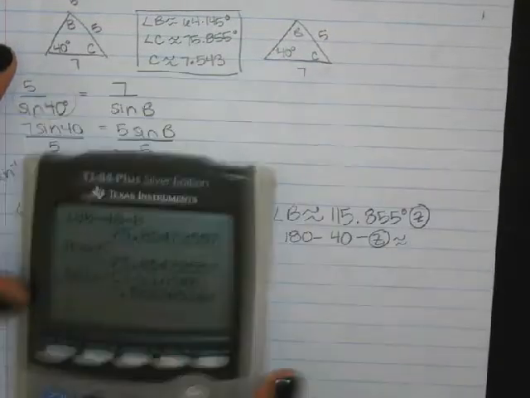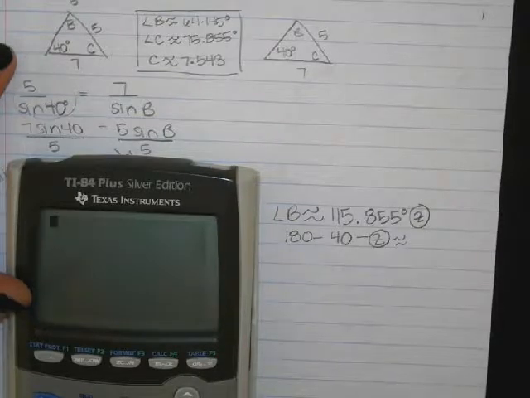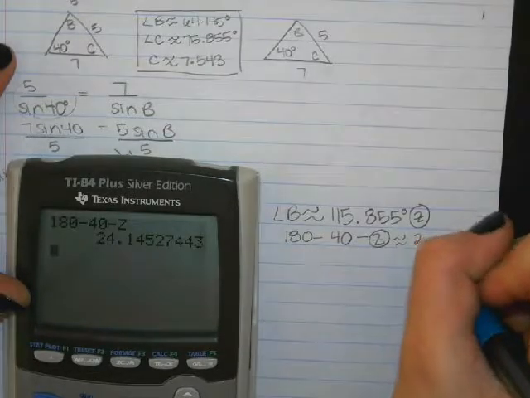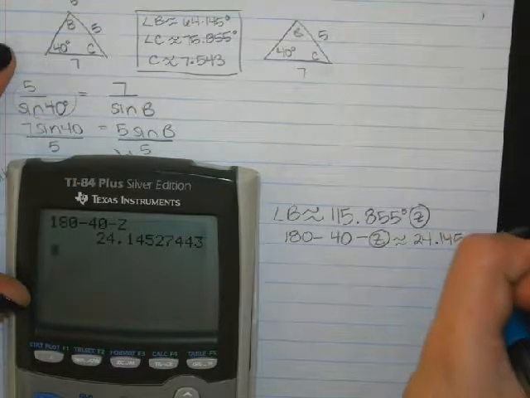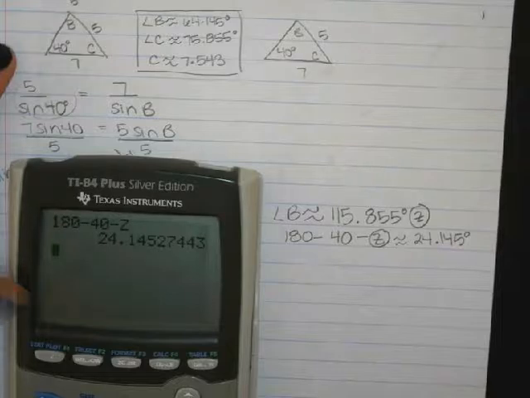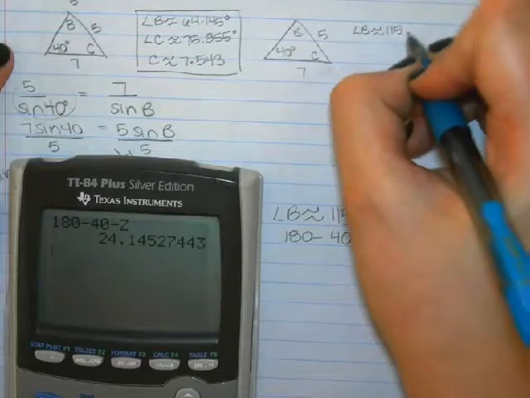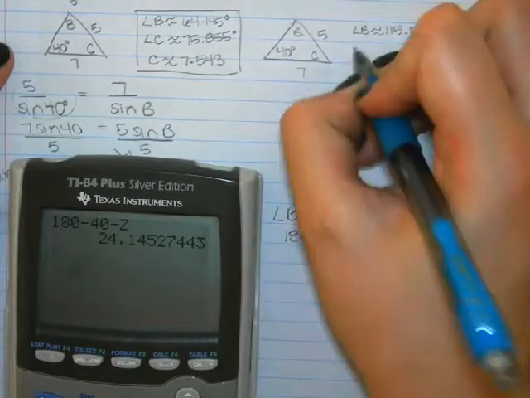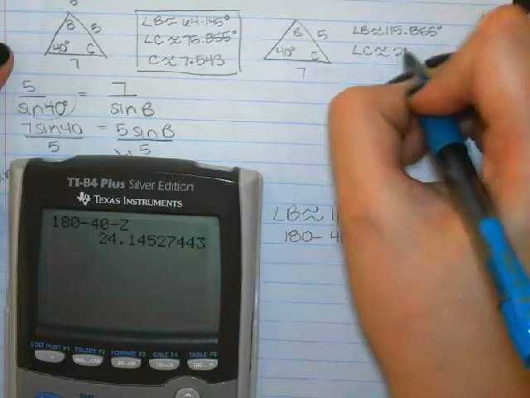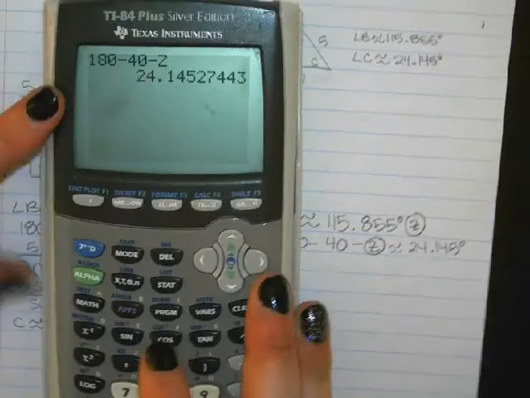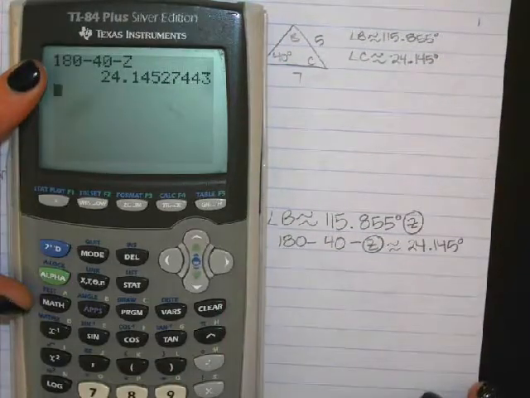Okay? And yeah, we're going to call it Z. And I still have it stored in my calculator from before. So we've got 180 minus 40 minus angle Z is 24.145. Did you guys get that? Yeah. Okay. 24.145, right? Yep. Okay, and that's my new angle C. And I need to store that. What letter do you guys want to store it as? K. K. So we're going to store alpha K.